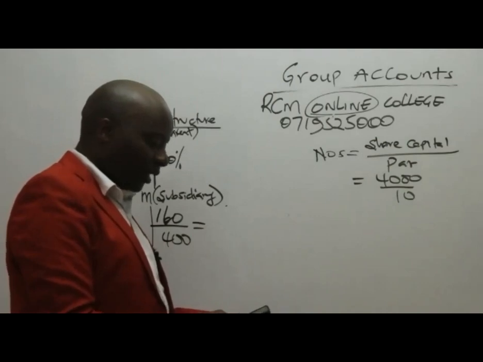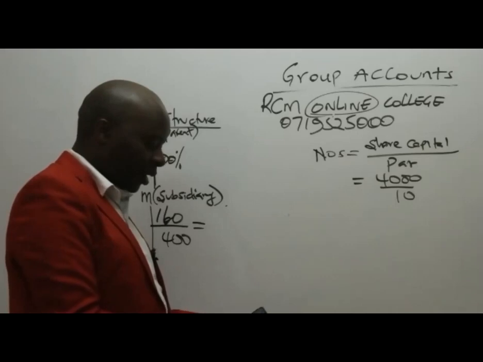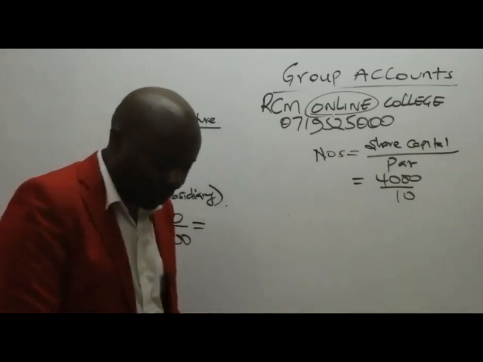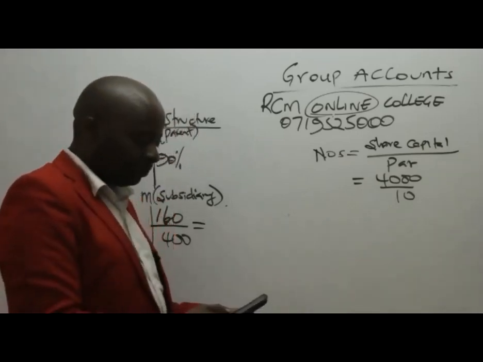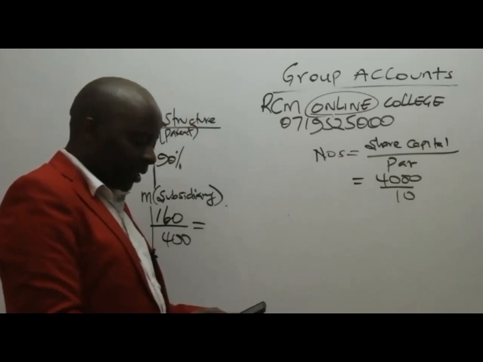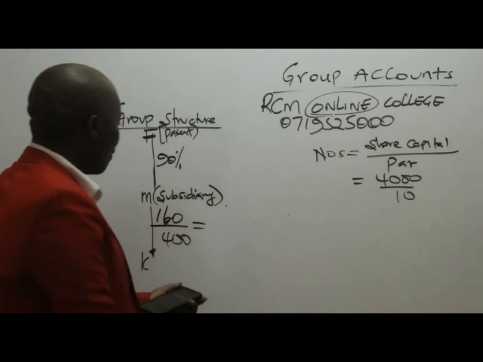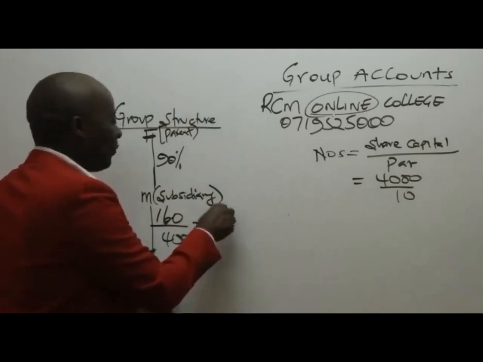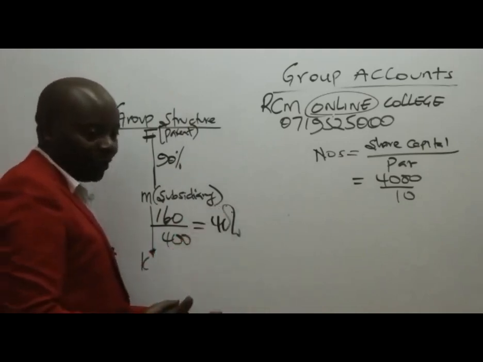So what do we have here at the end of the day? We have 160 divided by 400, times 100. I'm getting 40%. So remember, 40% falls in which category?